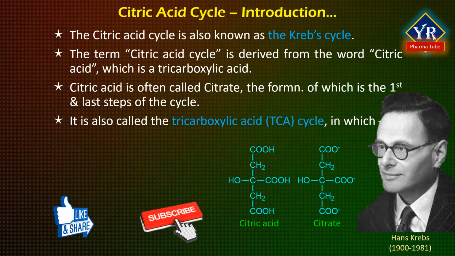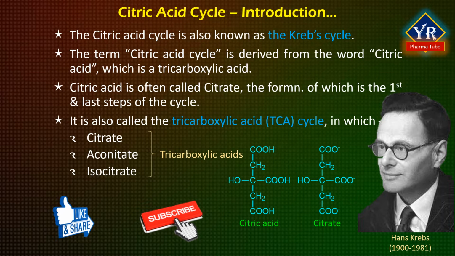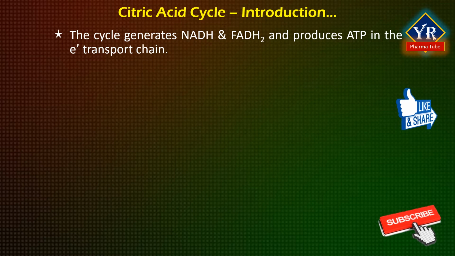The citric acid cycle is also called the tricarboxylic acid cycle, in short TCA cycle, in which tricarboxylic acids such as citrate, aconitate and isocitrate participate in the sequence of reactions. The citric acid cycle is the most important metabolic pathway for generating the reduced coenzymes, that is NADH and FADH2, which are necessary for the reduction of oxygen and ATP synthesis in the electron transport chain. The net result of these two closely linked pathways is the oxidation of nutrients to produce usable chemical energy in the form of ATP.